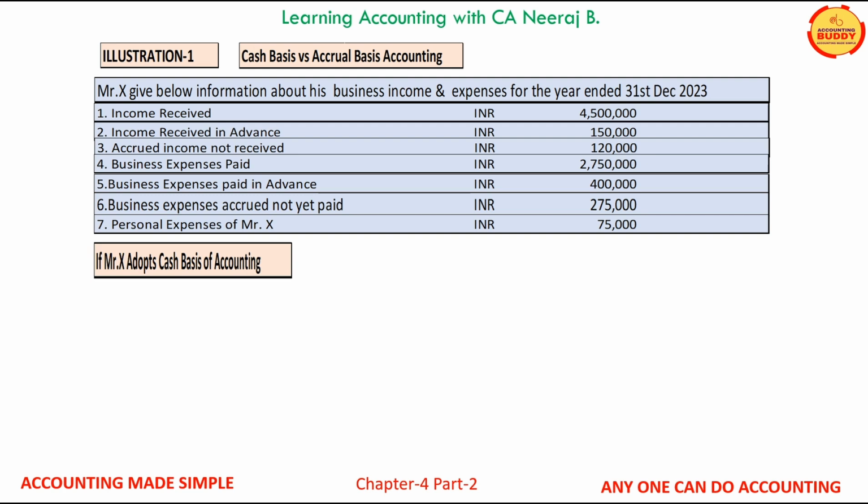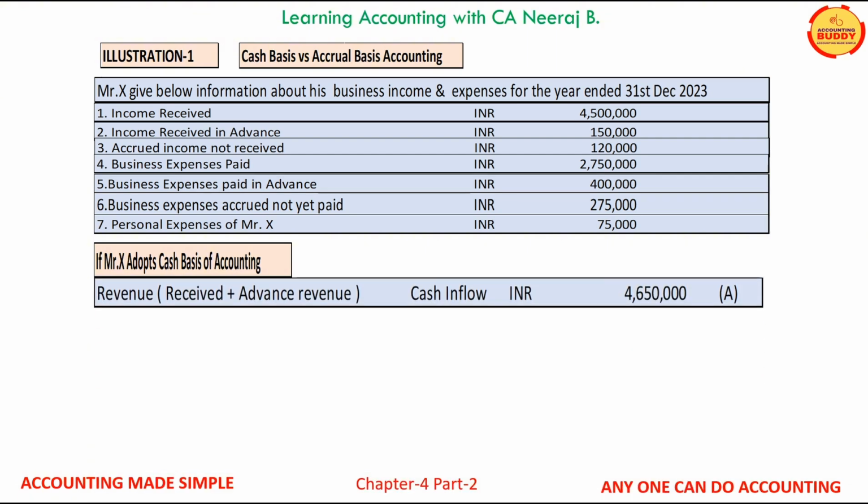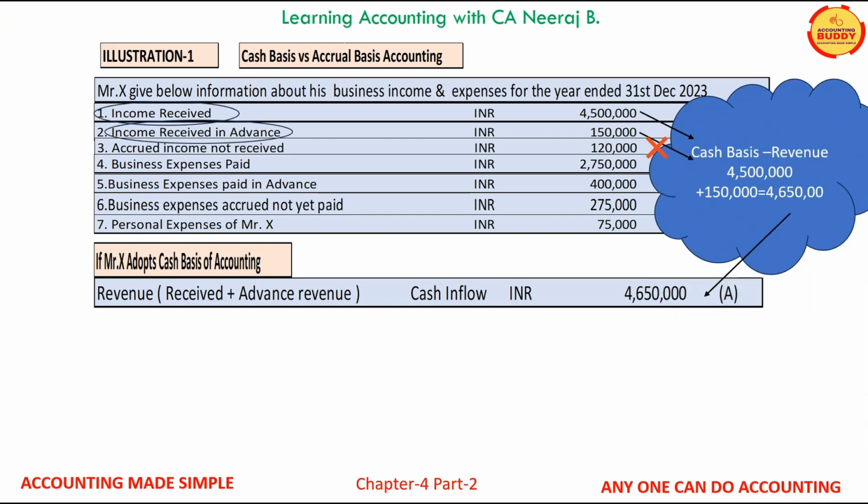Now let us understand what will be the profit or loss of Mr. X's business in case he adopts cash basis of accounting. An income of 4.65 million will be considered under cash basis of accounting, which comprises 4.5 million income received and 150,000 income received in advance. Please note that income accrued but not received amounting to 120,000 will not be considered under cash basis of accounting.